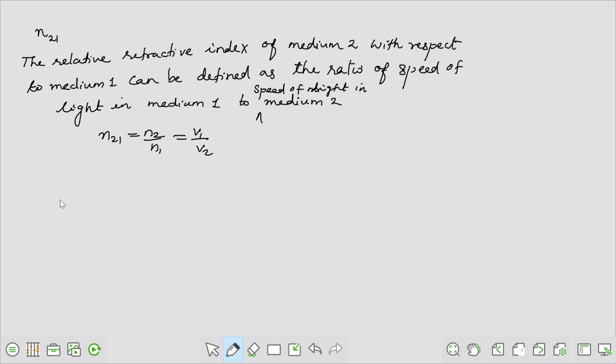So in a similar way, you can define N1,2 also. N1,2 is N1 by N2, which is equal to V2 by V1. So how can you define N1,2? Just pause the video and write the statement by yourself.